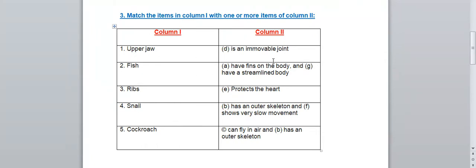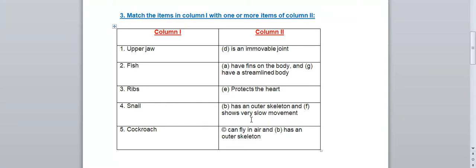I have written the direct answer like this, only you have to write in your classwork. First one, what we have, upper jaw. Upper jaw we have to match it with is an immovable joint. Okay, the upper jaw is an example of immovable joint. Second one, we have fish. So in fish, what are the things present? They have fins on the body and they have a streamlined body, correct? Ribs. Ribs protects the heart. Okay, snail has an outer skeleton and shows very slow movement. Okay, the snail also has an outer skeleton, and they have very slow movement.